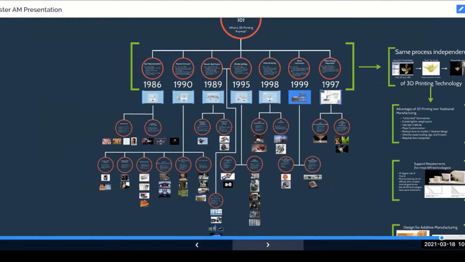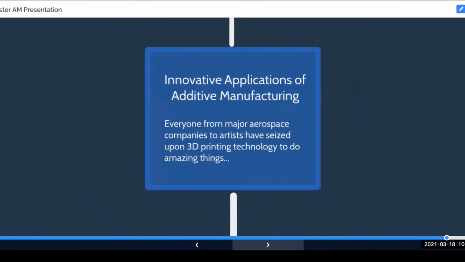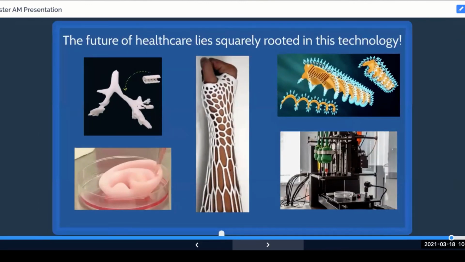So that's the overall spectrum of additive. I just want to cover some really cool, innovative applications because I think it's a good thing to talk about. So in the medical world, reimagining what we can do. You break your arm.